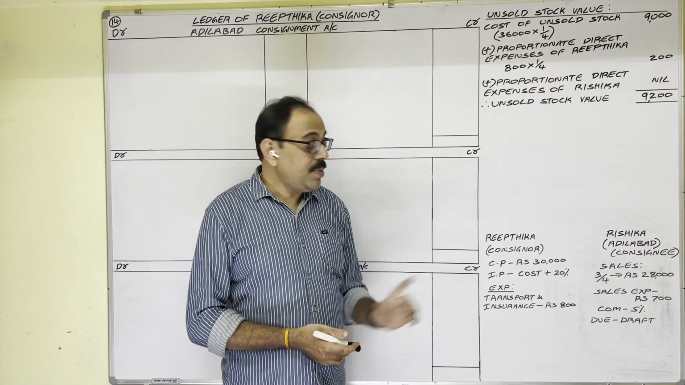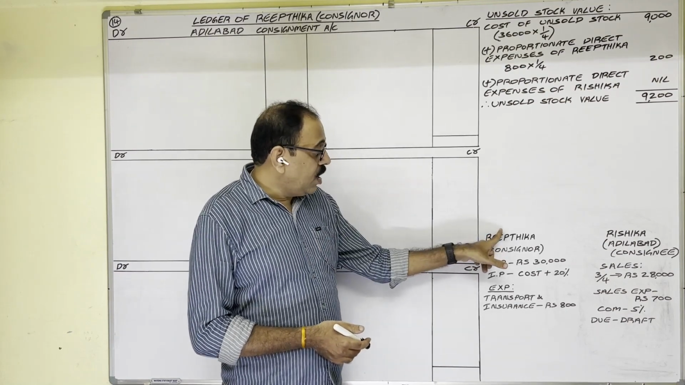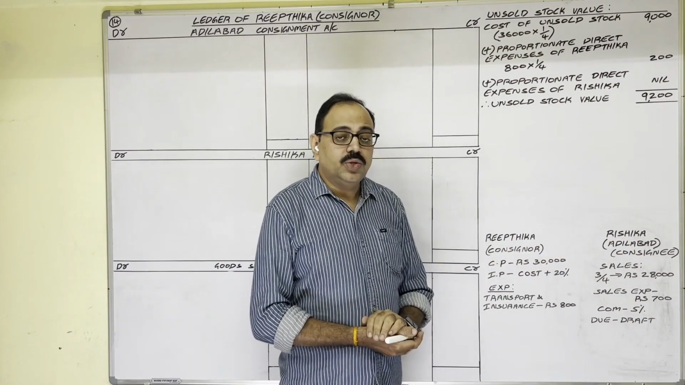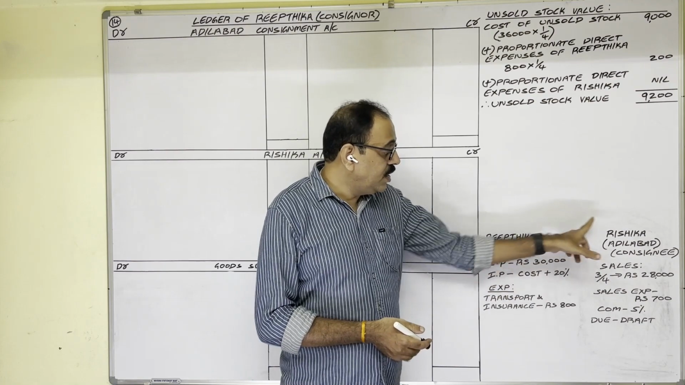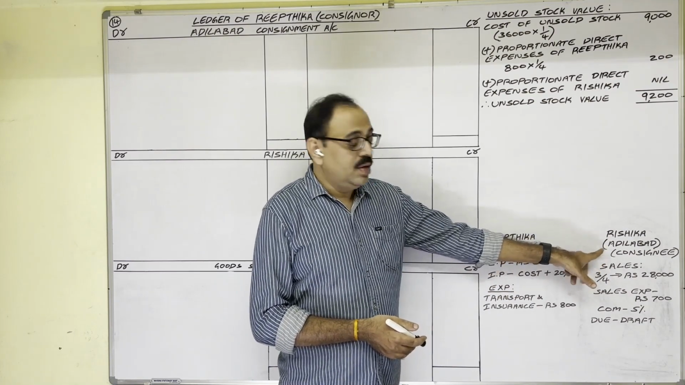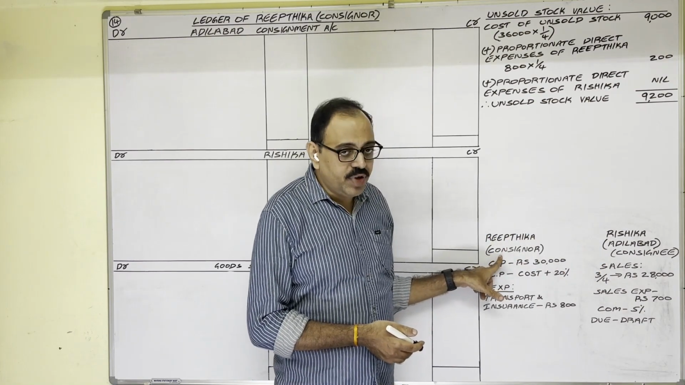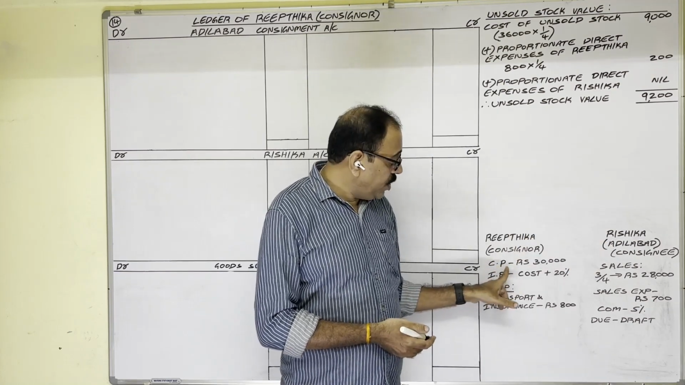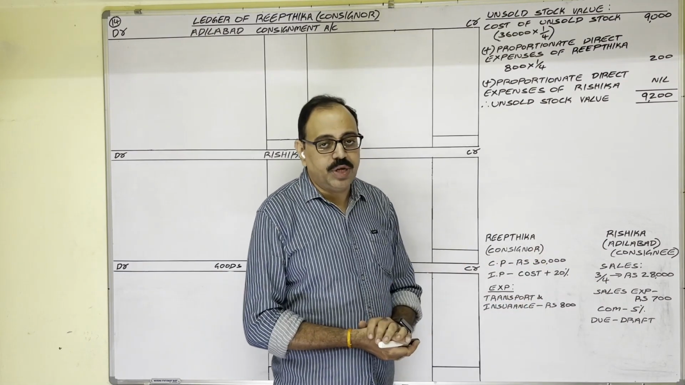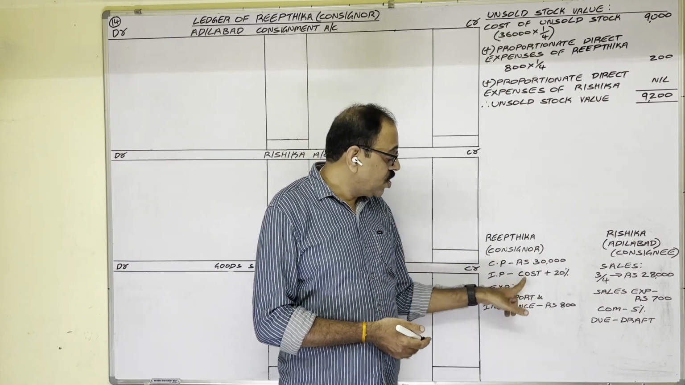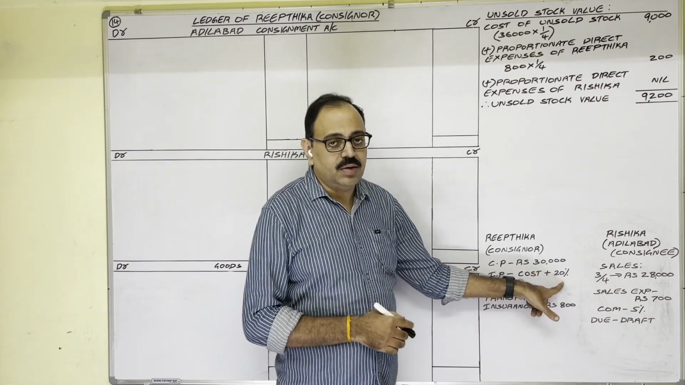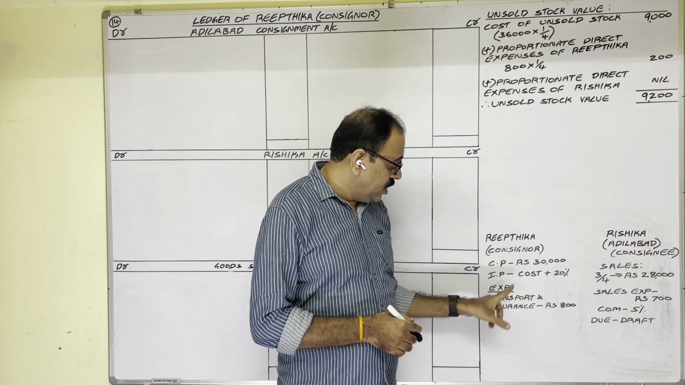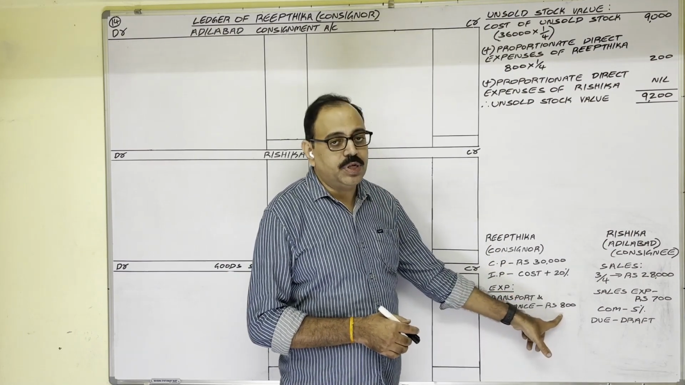Important points of this problem I have written on the board. Deeptika is sending goods on consignment basis to Rishika. So Deeptika is known as consignor and Rishika is known as consignee. The consignor's area name is not available, but the consignee is living in Adilabad. The cost price of these goods is 30,000 rupees and the invoice price is cost plus 20% extra. To send these goods, the consignor incurred expenses, transport and insurance, of 800 rupees.